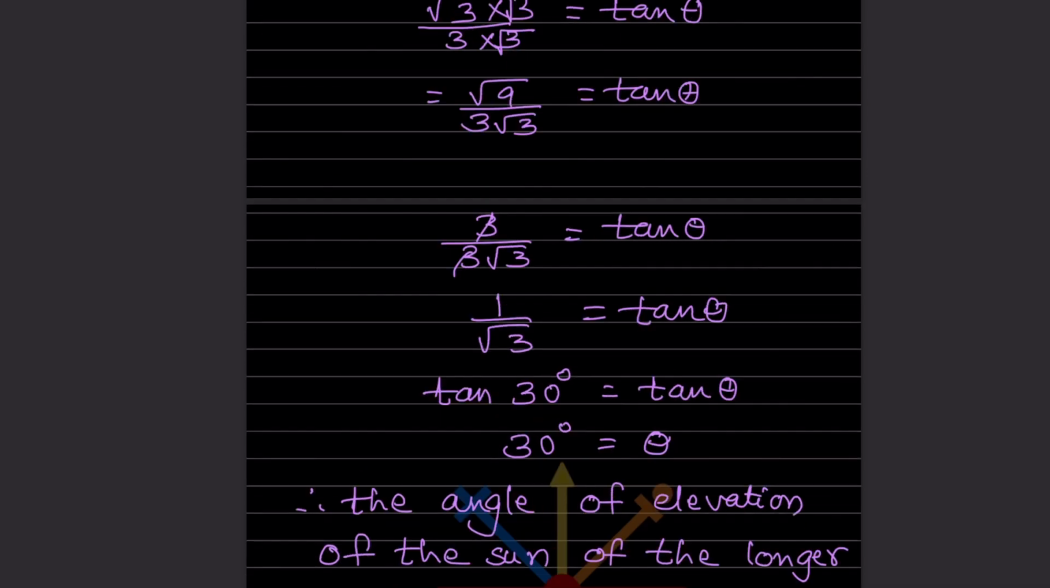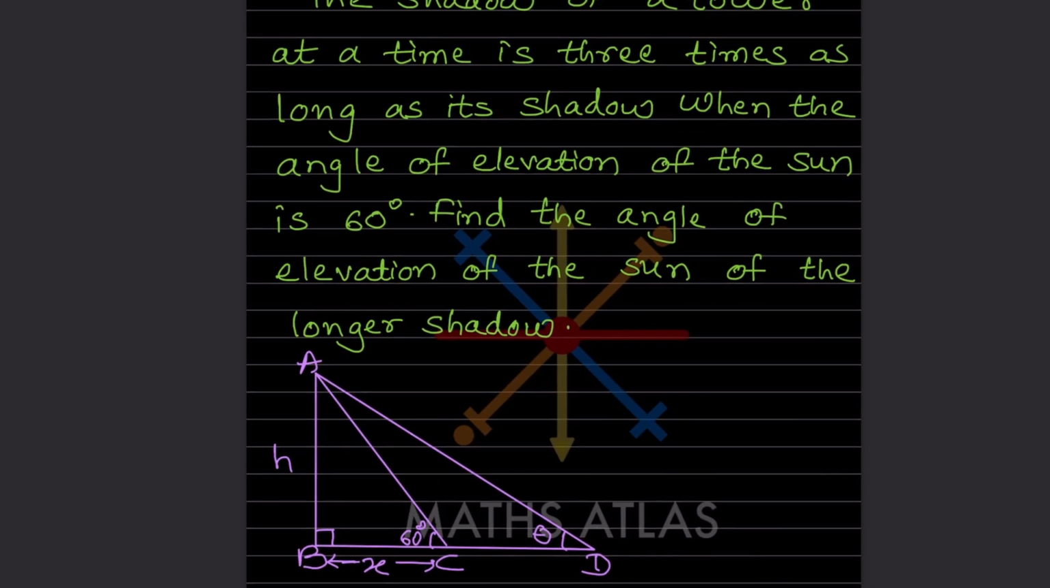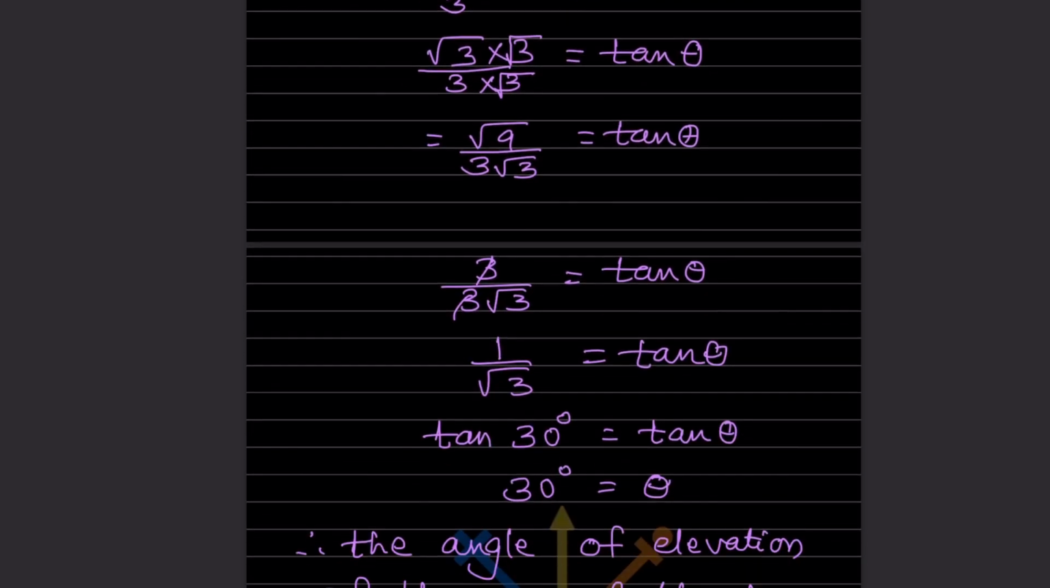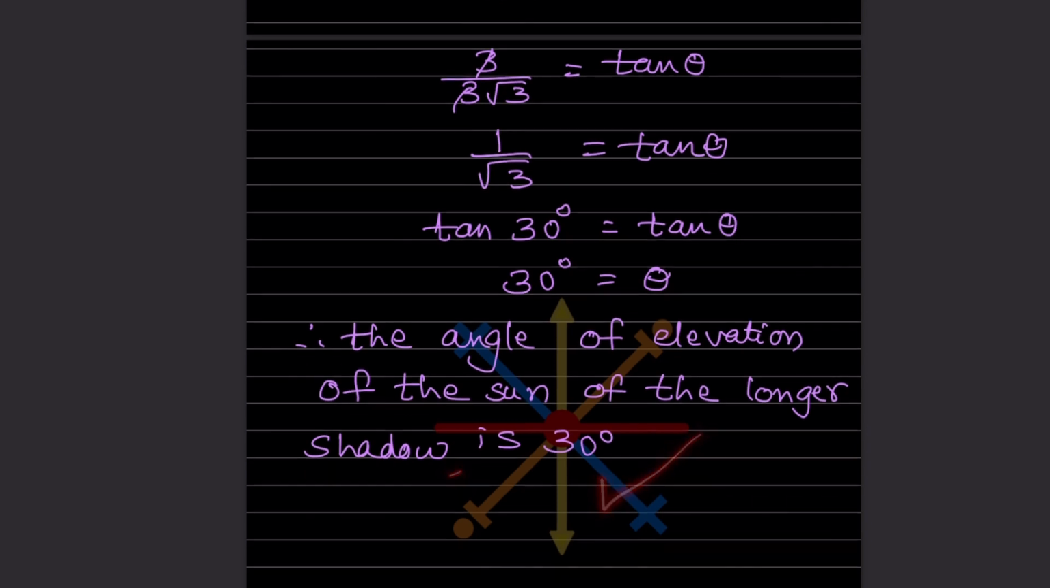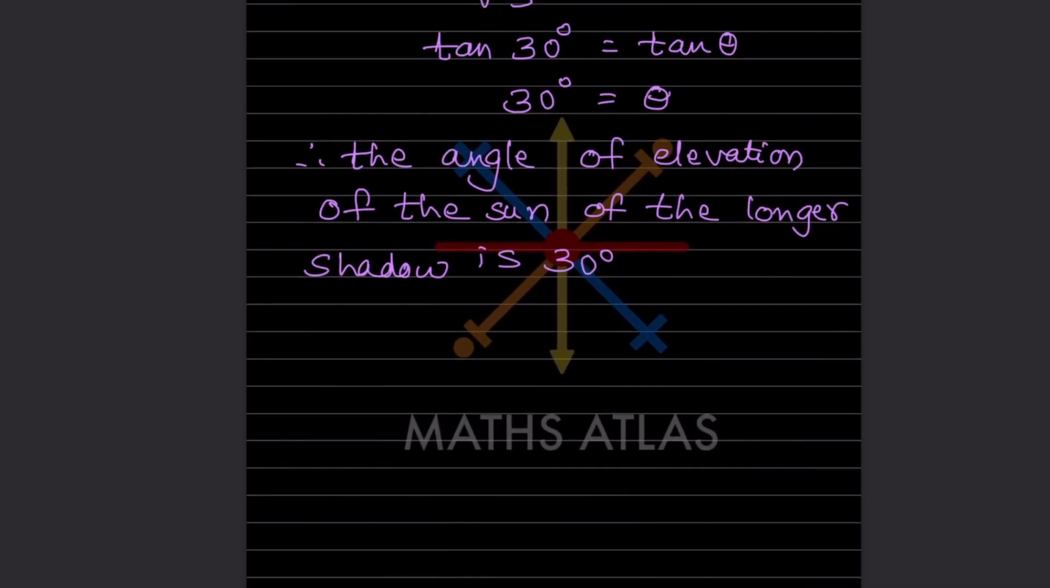That is what they have asked. So what did they ask over here? Find the angle of elevation of the sun at the longer shadow. We want the elevation of this, that is theta. So therefore we have to write, the angle of elevation of the sun at the longer shadow is 30 degrees. So by this, we have completed today's work.